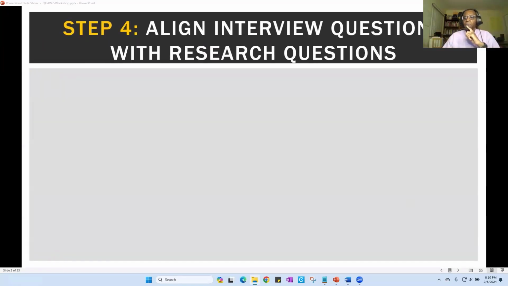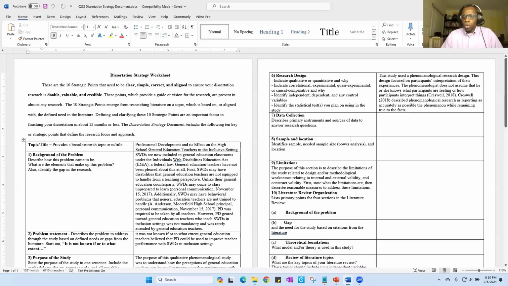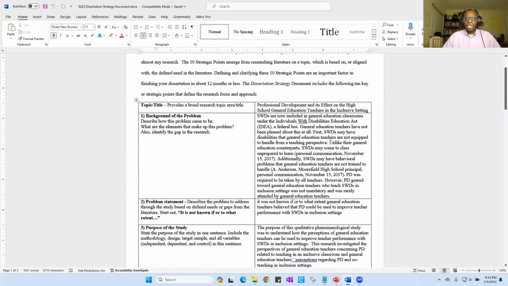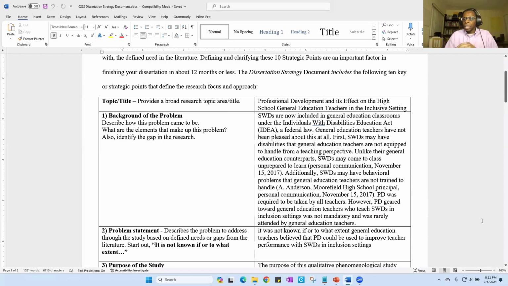So let's start out with looking at the study. I have what is called a dissertation strategy document, and it's like a summary of your research. Okay. So the name of the study was professional development. Let me just make it bigger so you can see. If you can see that clearly, type in a one. If you're having problems seeing it, type in a zero.